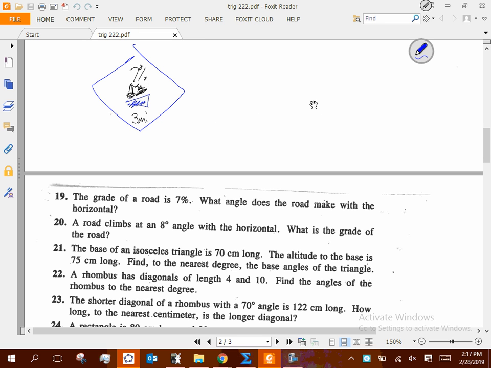So when they say that the grade of my road is 7%, that means this is 100, that's 7. Now, it doesn't have to be 100. This could be 50, and this could be 3.5. This could be 10, and this could be 0.7. Does that make sense? It's just easier to do 100 feet and 7 feet. That's a terrible car. Okay?